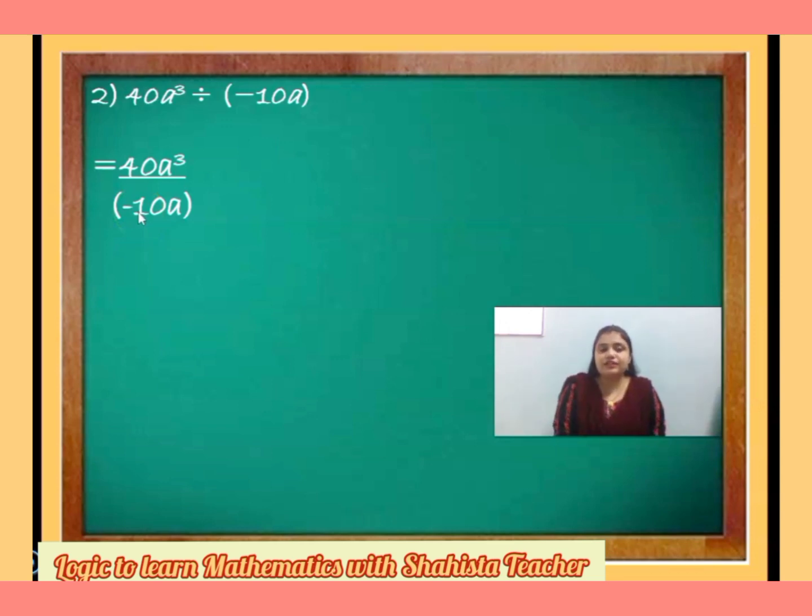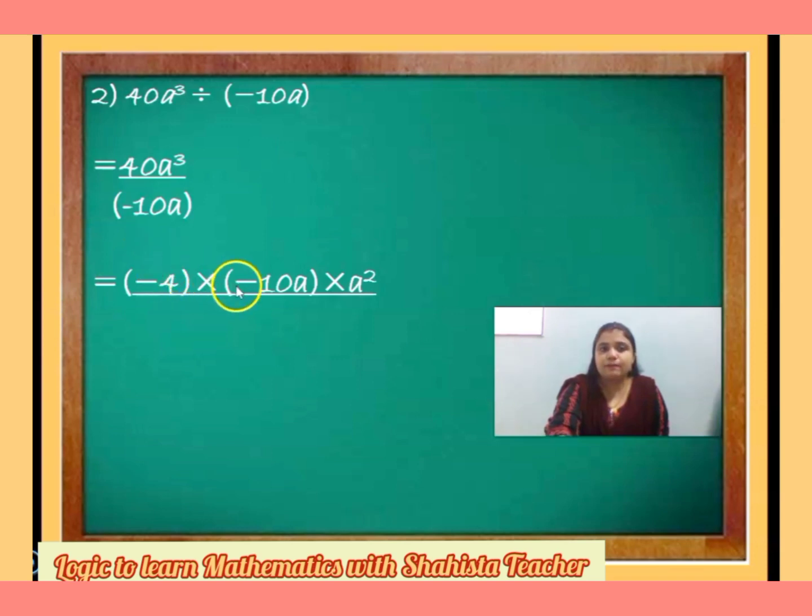Now after this we have to check when 40 can be divided in the table of 10. As you know, 10 multiplied by 4 gives us 40. So 10 into 4 and a into a into a. So here minus 4 into minus 10, because minus minus will become plus. So minus 4 into minus 10a multiplied by a square.